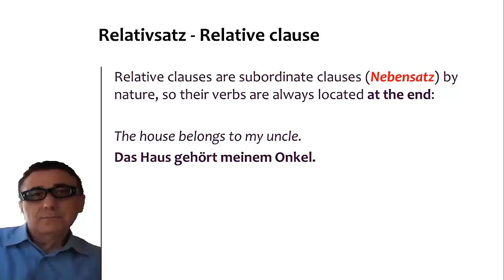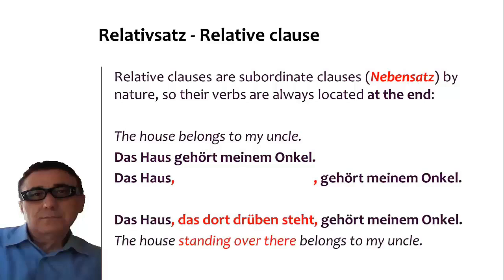Let's continue with this simple sentence. The house belongs to my uncle. In German, I can say, Das Haus gehört meinem Onkel. Now I want to give extra detail about the house, what kind of house it is. So I need some space in the sentence to add my extra information, which is my relative clause. I need an extra place, extra space right after the house. There I will put my clause.